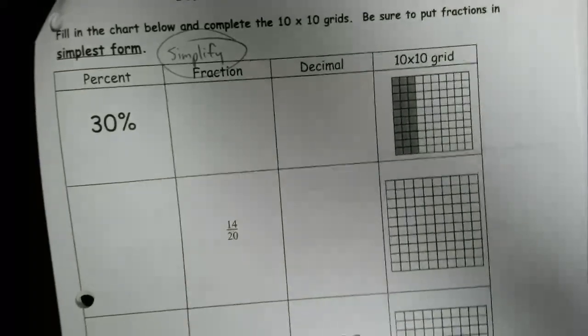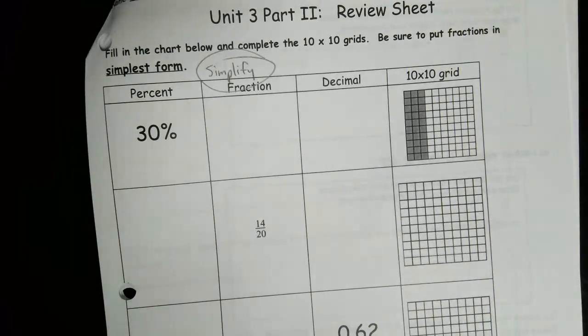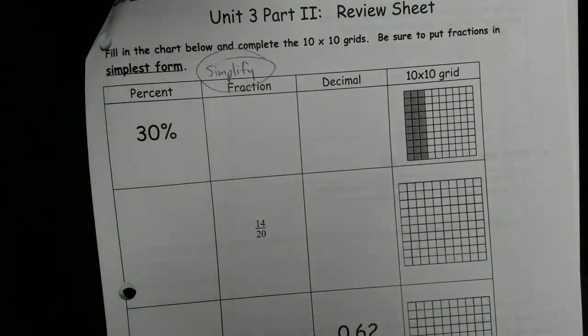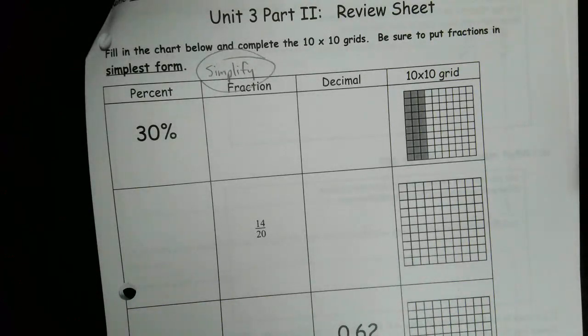Okie dokie. What I'm going to be doing right now is going over the review packet with you. You want to have your review packet out, and you want to be doing this with me. If you get them right, great. Give yourself a tiny star. If you don't, make sure you're fixing them.